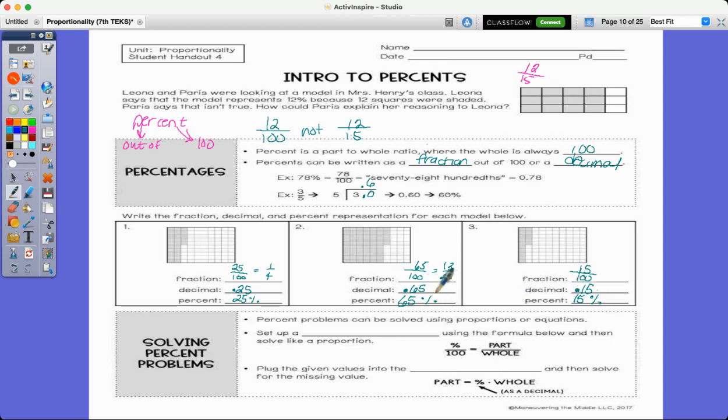So percent problems can be solved using proportions or equations. The first thing we're going to do is set up a proportion using the formula below. Percent over 100 equals part over whole. I also use the words is and of here because a lot of the time the is and of are keywords. We're going to plug in those values into our percent equation and then solve for the missing value.